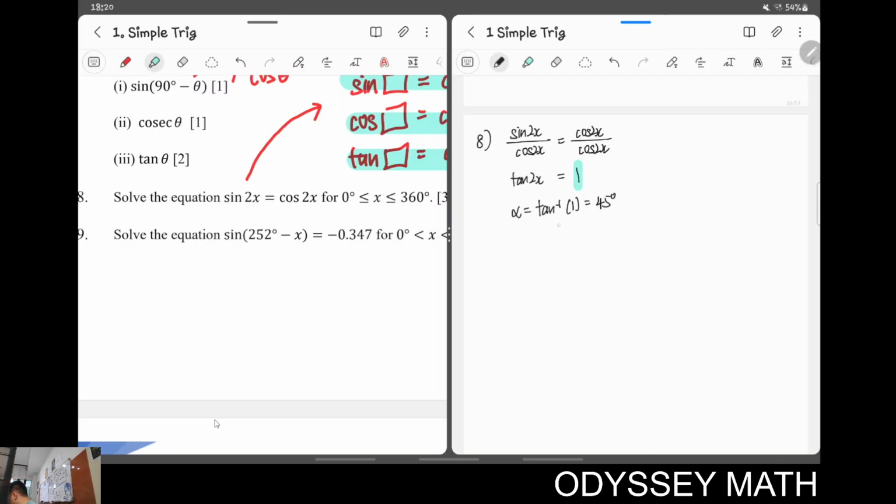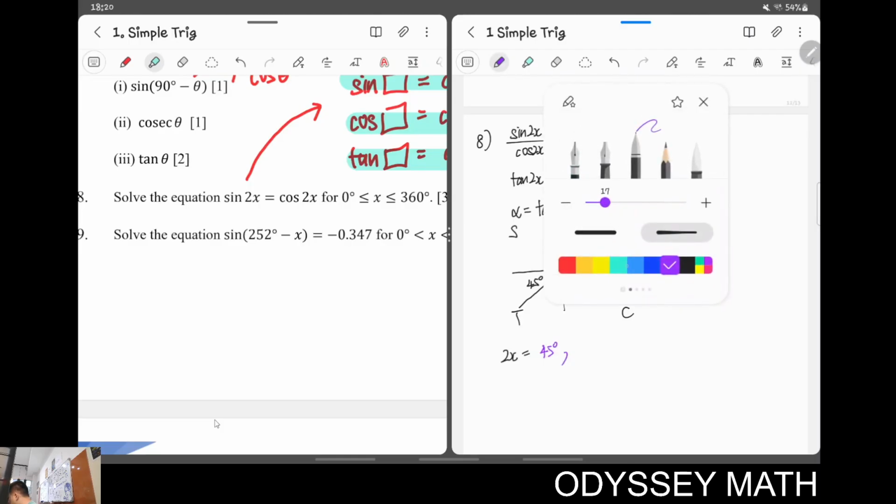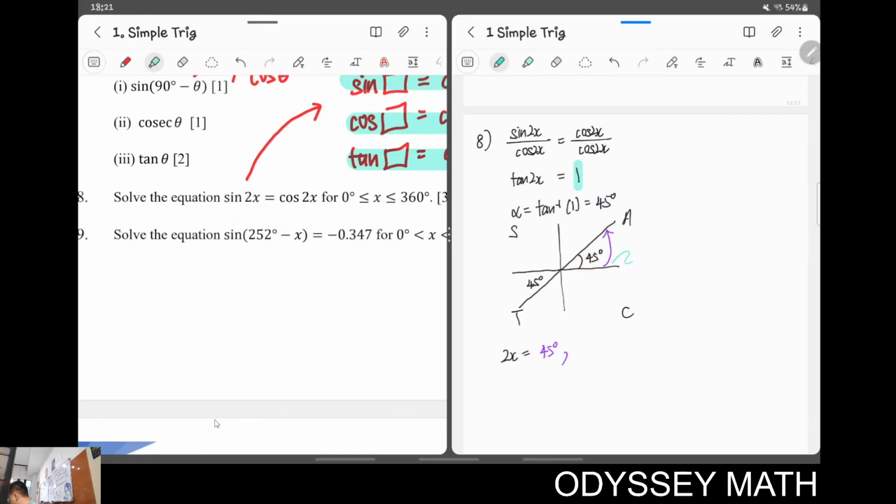So now we have tangent positive, so we have it in the first and the third quadrant. Then we write down the basic angle 45 degrees. So the first angle here, 2x equals 45 degrees. And then the second angle will equal 225 degrees, so 180 degrees plus 45 degrees. Got it?